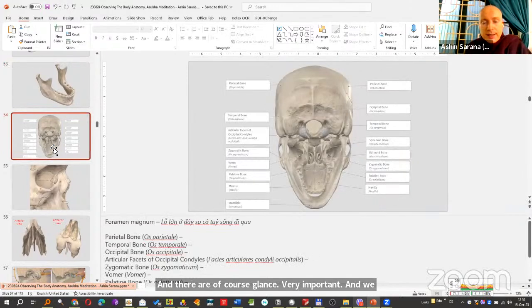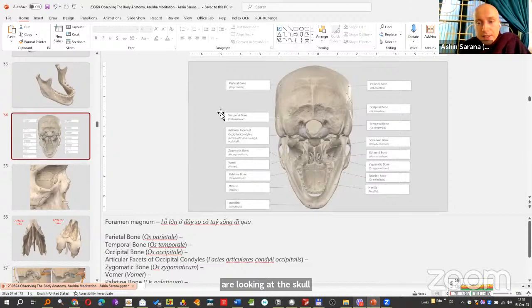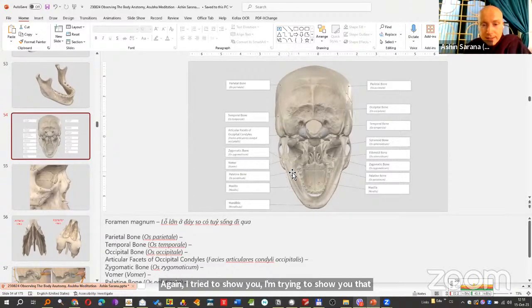Now we are looking at the skull from the bottom. Again, I'm trying to show you that the skull is made up of little pieces, of many pieces, but the main point here is this hole. It's the hole for the spinal cord, and because it's relatively big, bigger than the other holes here, it's known as the big hole, foramen magnum.